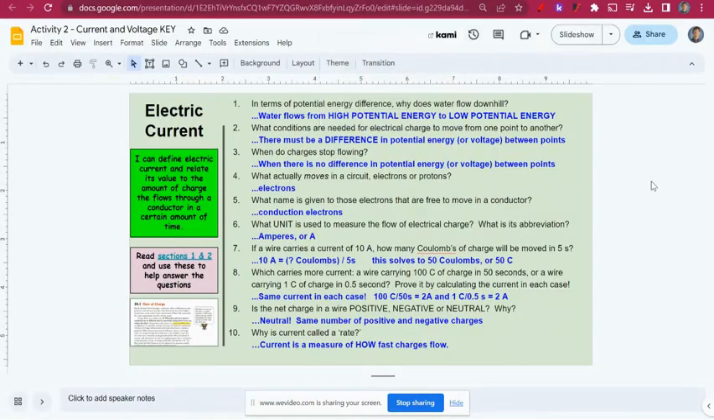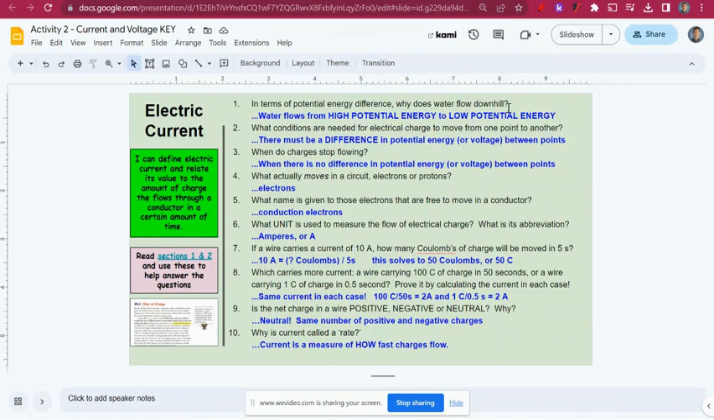Hi, let's go through activity 2 and just check in on your answers to make sure that you are getting the right idea with some of the questions. Activity 2 is called current and voltage, and those are the two things that you were learning about with these slides. So in this first slide, this is slide 2 actually, you read about electric current. Let's just talk about some of the answers to the questions.